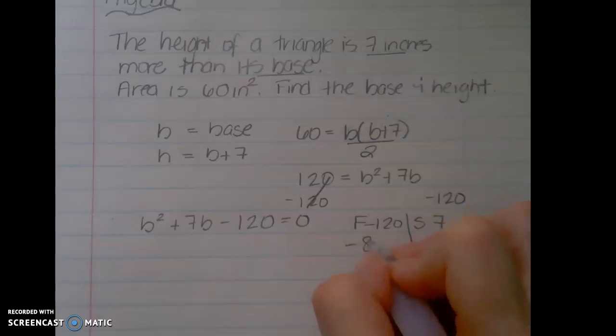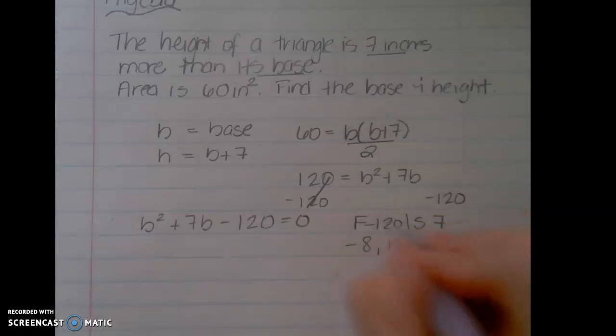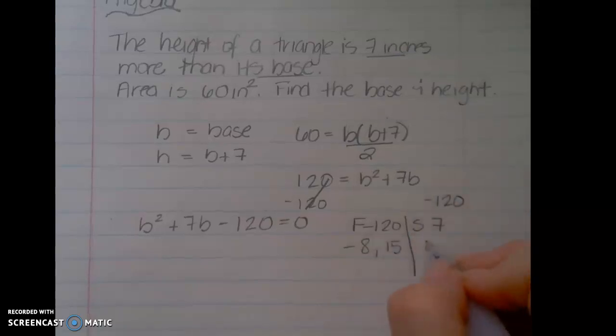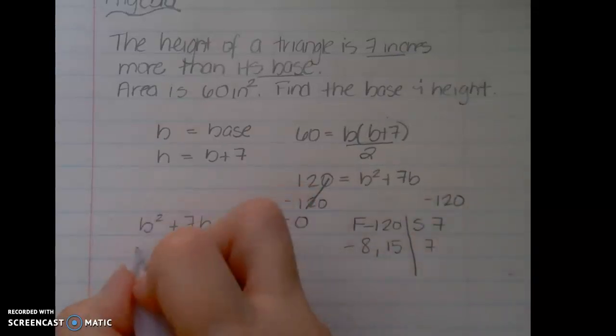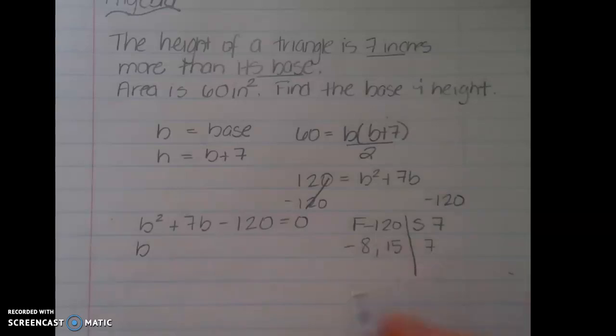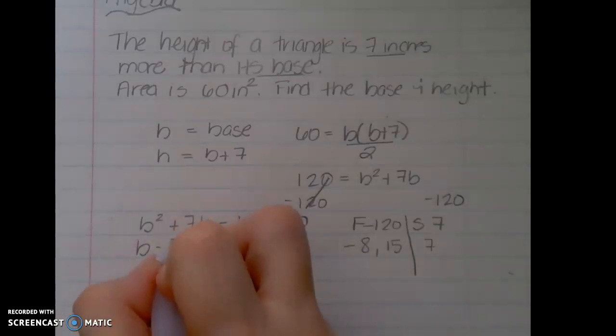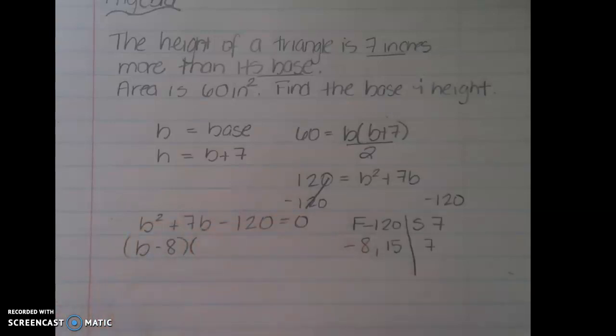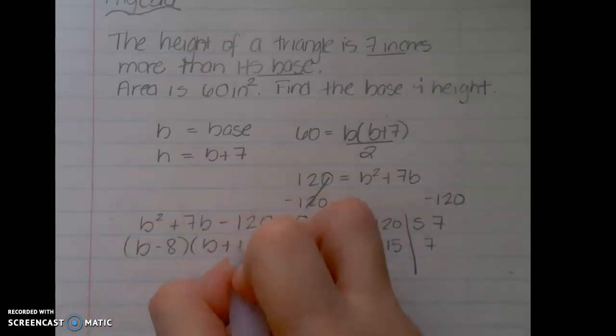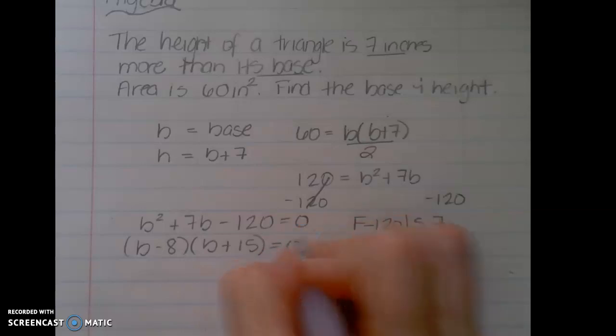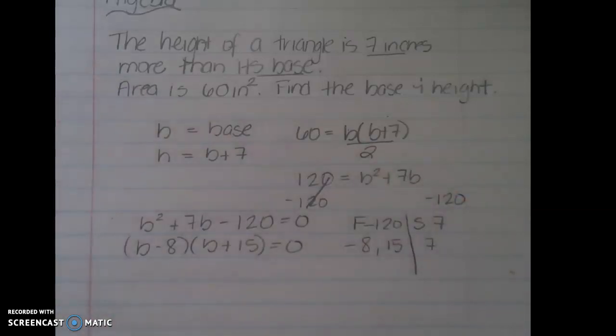Well, we get 8 and 15. Negative 8 times 15 is negative 120. And when I combine those, I get 7. So my factors are negative 8 and 15. So I have b minus 8 times b plus 15, and all of that is equal to 0.